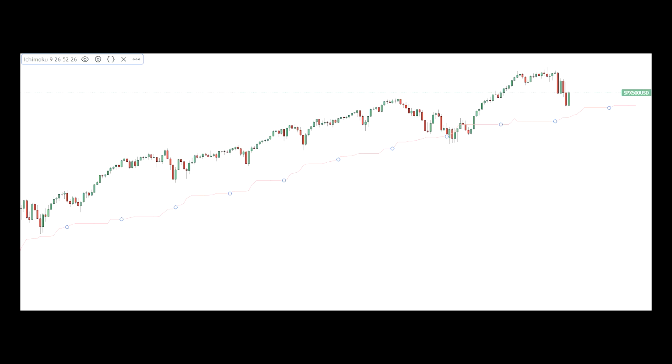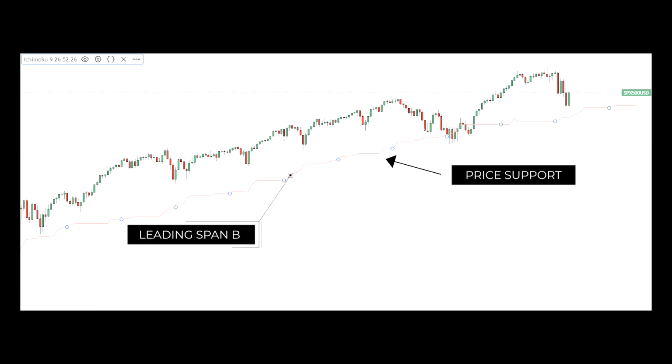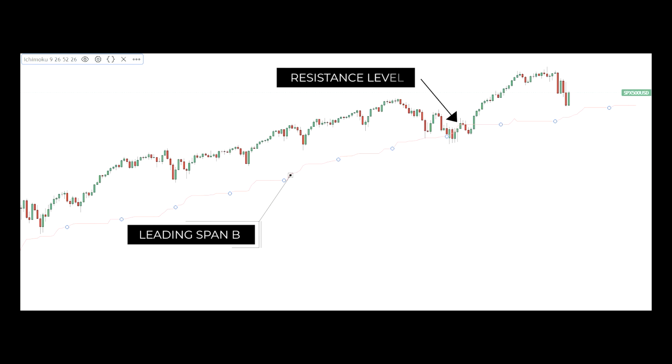The fourth line is the pink line, which is called the leading span B, and it's calculated by taking the average of the highs and the lows of the past 52 trading periods, and then it plots that data 26 trading periods into the future. Like the light green line, if the price is above the pink line, then it serves as the second price support level, and vice versa. If the price moves below the pink line, then the line becomes a second price resistance level.